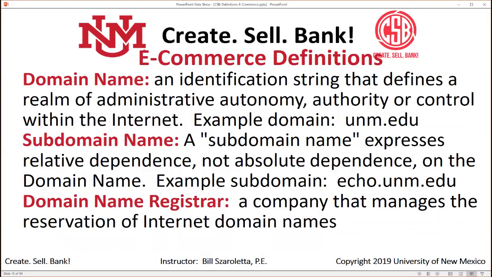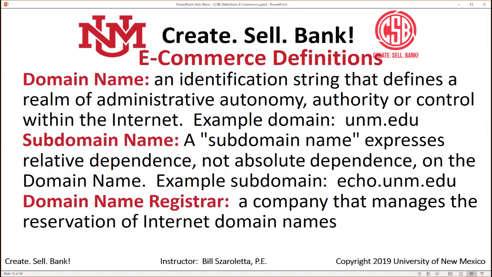Domain name is an identification string that defines a realm of administrative autonomy, authority, or control within the internet. An example domain is unm.edu, google.com. Those are a main domain with the suffix put on it. The .edu is for an educational institution, .com, and there's many suffixes that can go on, and we'll talk about that in a later module.